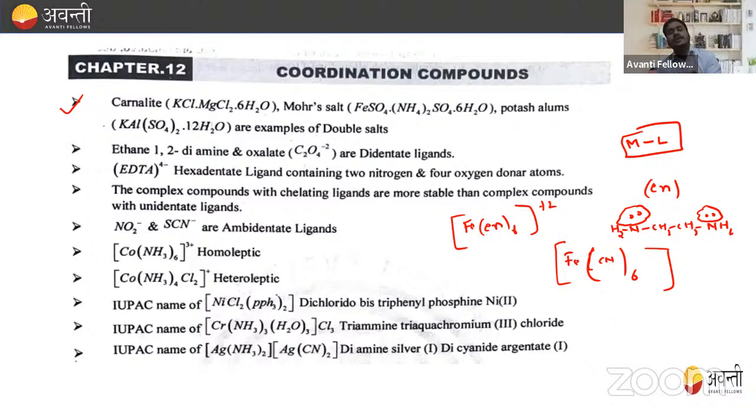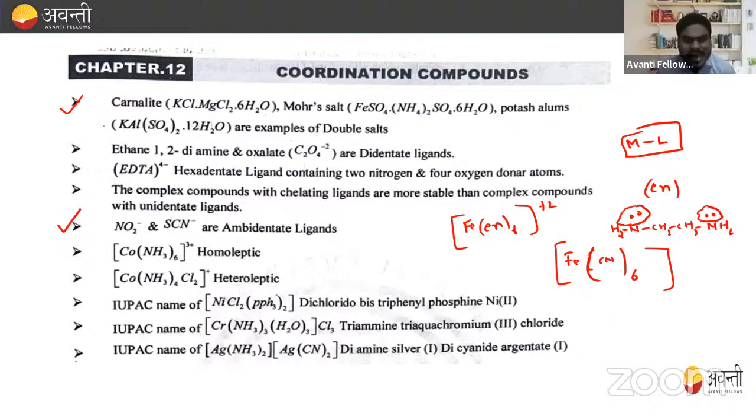Chelating ligand means the ligand which forms a cyclic structure. Ligands which form cyclic structures are more stable as compared to unidentate or monodentate ligands. Now, the next important term: NO2 negative and SCN are called ambident ligands.